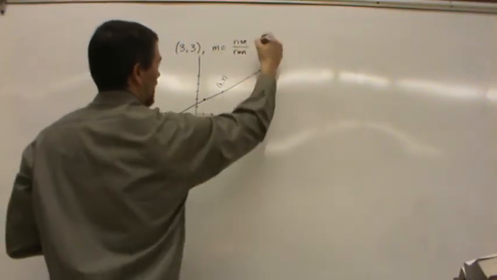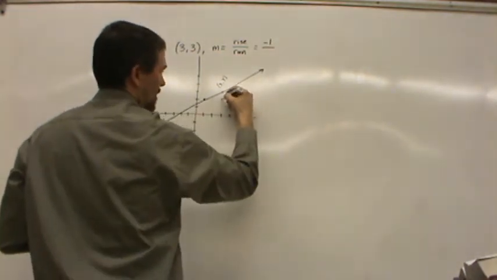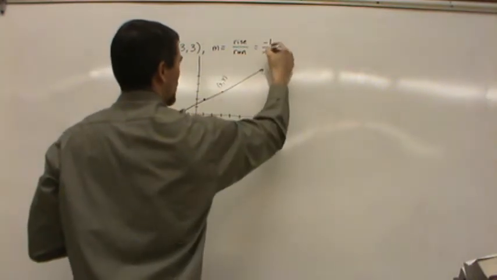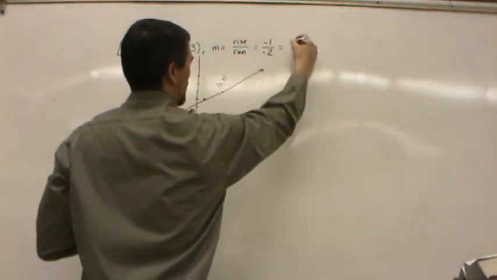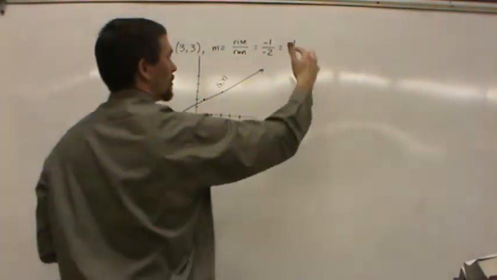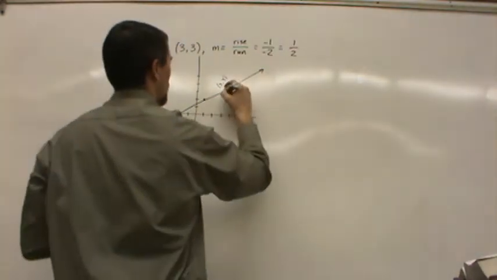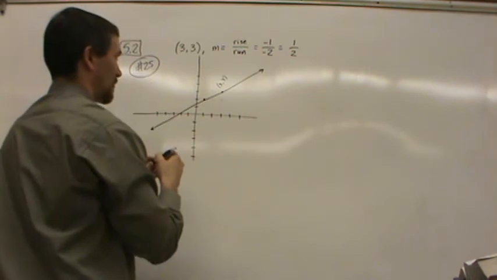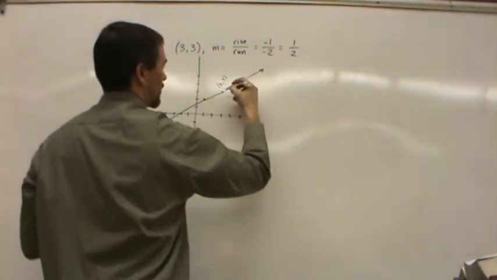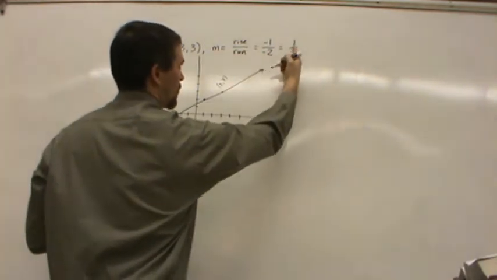So we rise a -1, and then we run a -2, negative because it's to the left. So -1 over -2 can be rewritten as 1/2. So think about this now. This is a critical moment for a lot of my students if it's the first time they've thought about this. If you rise a -1 and run a -2, you end up over here. Well, that reduces to 1 over 2.